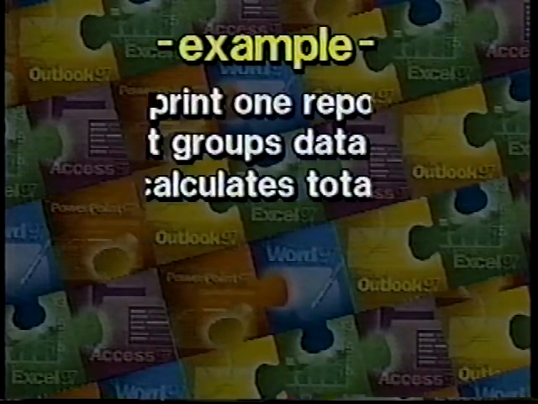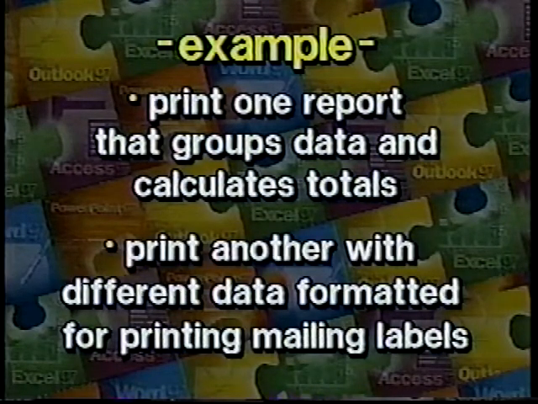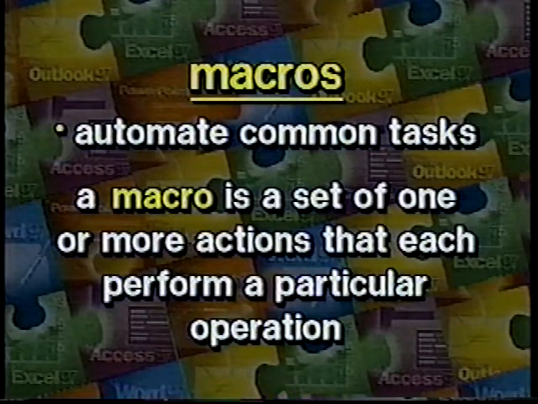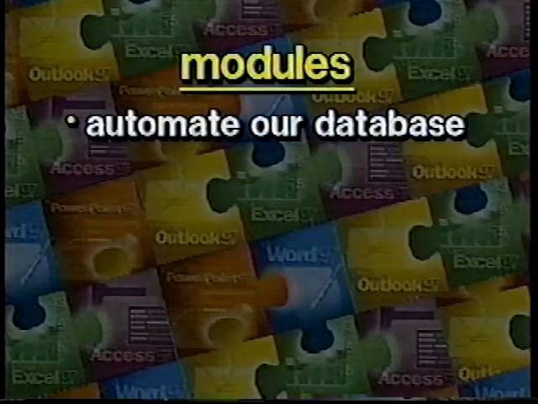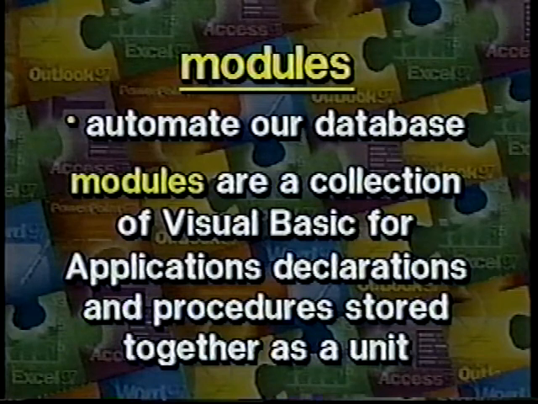For example, we might print one report that groups data and calculates totals, and another report with different data formatted for printing mailing labels. We use macros to automate common tasks. A macro is a set of one or more actions that each perform a particular operation, such as opening a form or printing a report. We can also use modules to automate our database. A module is a collection of Visual Basic for Applications declarations and procedures that are stored together as a unit.